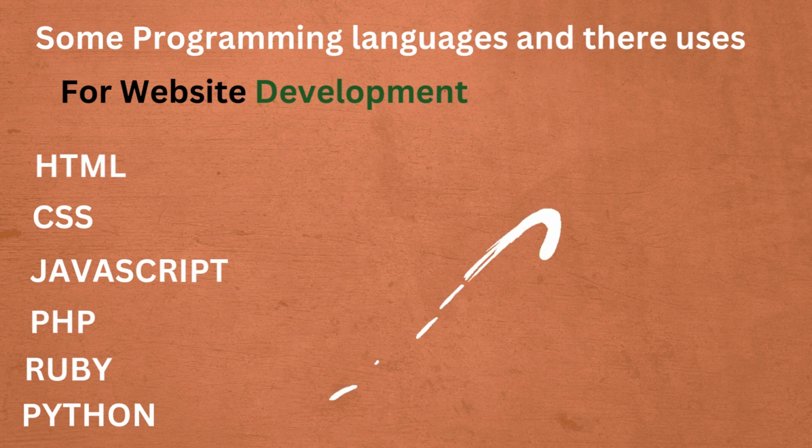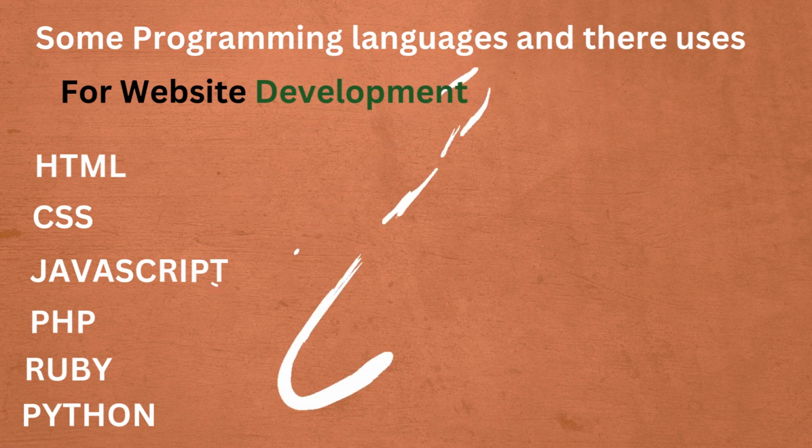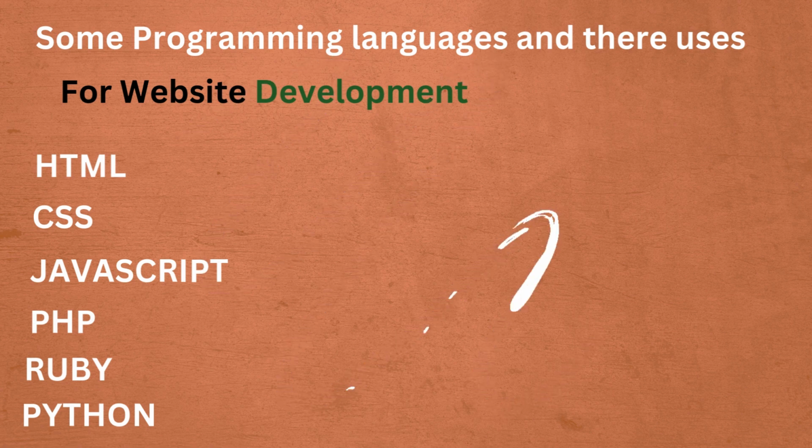Where the likes of PHP, Ruby, Python, and the rest will come in is when you need the back end, because in web development we have two categories: the front end and the back end. The front end is made up of HTML, CSS, and also JavaScript. You can also use JavaScript for your back end as well. You understand? PHP, Ruby, and Python are used for back-end web development.